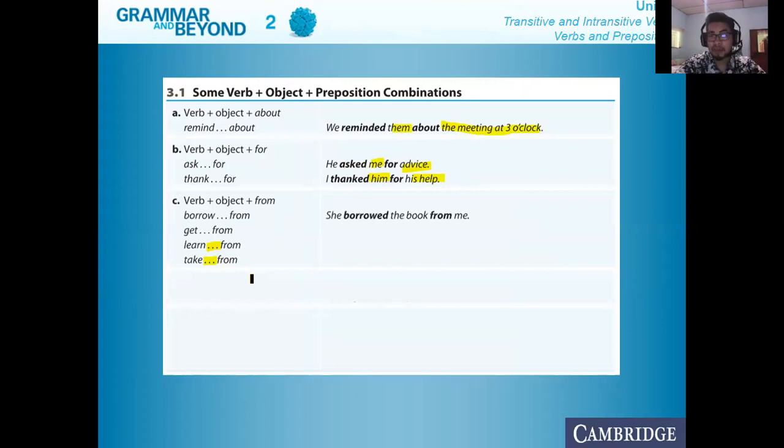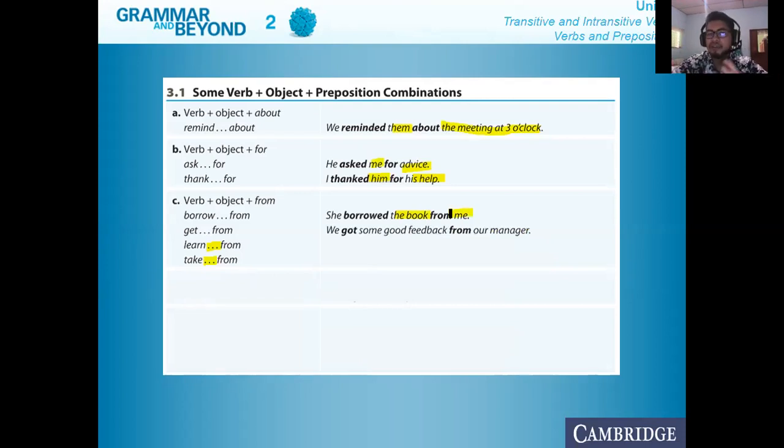She borrowed the book from me. She borrowed what? The book. From whom? From me. If I were to make it more specific, if you remember in Spanish, you learn about direct object and indirect object. In this case, the first thing that receives the action will be the direct object. Like, she borrowed what? The book. From whom? From me. That is your indirect object. That is the difference between one object and the other in these sentences.